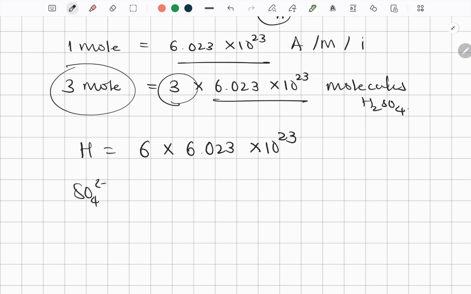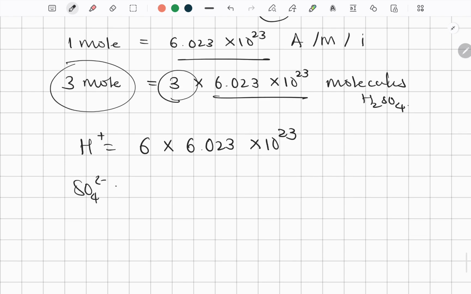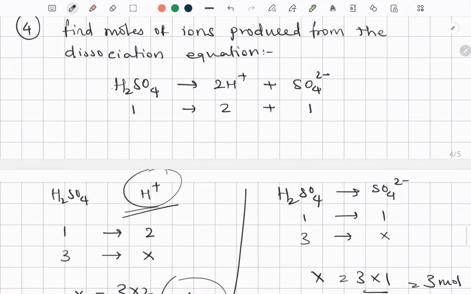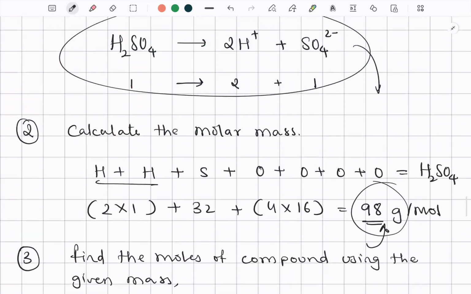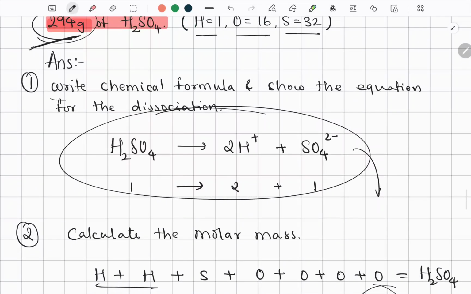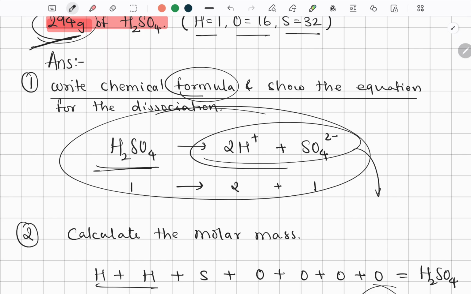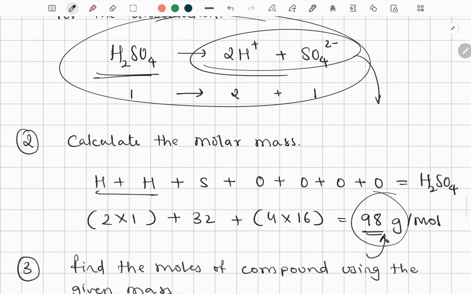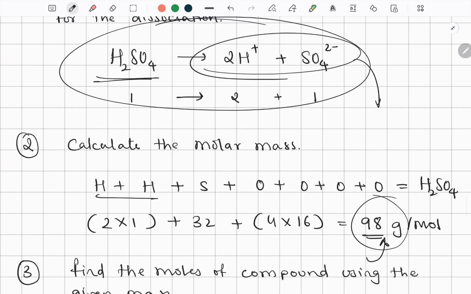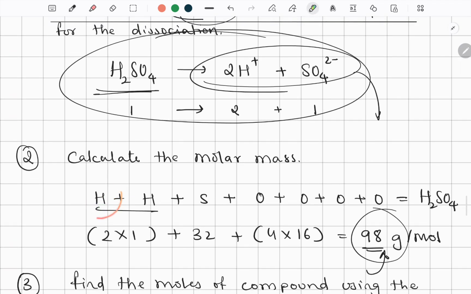Sir, how many SO4 2 minus ions are going to be in this question? If 3 moles are present, 3 into 6.023 into 10 raised to 23. It is that simple. Okay, I tried my best to solve this question and give you the 4 steps. Let's revise the 4 steps once again. The first step is to write the chemical formula of the compound, which is H2SO4, and show the dissociation equation, how it gets dissociated into what ions. Then calculate the molar mass of the compound, H2SO4, which came as 98 gram per mole.